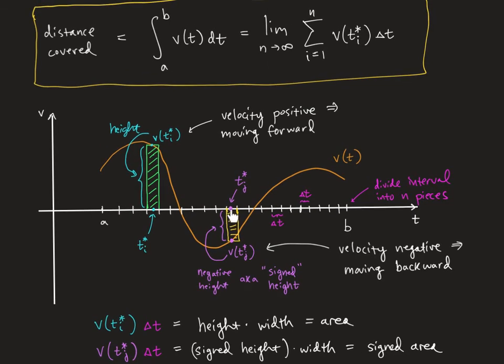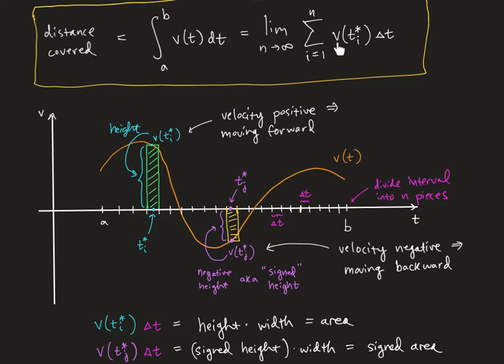Like right here. So if we take this time in whatever this interval is here and look at the associated velocity, that's now a negative velocity. So when we do the velocity times delta t, that's going to be a negative number, right? So the v at that particular time is not going to be the height of this rectangle, because height we usually think of as positive. It's really going to be the negative height, or the so-called signed height. Okay, so it's the height of this rectangle, but we give it a negative sign because it's below the axis.